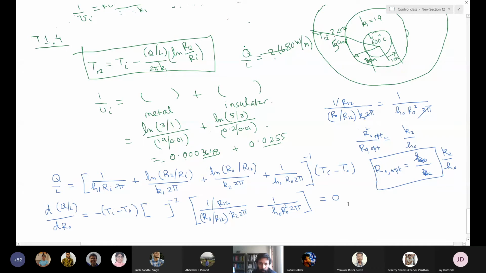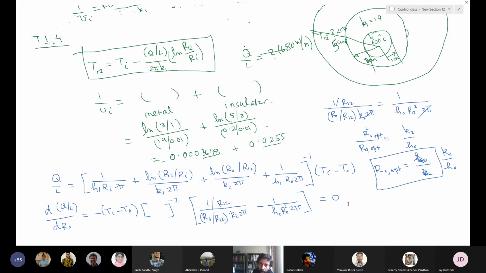Q by L is a function of RO. Here we didn't consider the thickness of insulation. Thickness means the radius; higher radius means higher thickness. Actually, thickness is RO minus Ri, right? Yes, Ri is common. So Ri is constant.